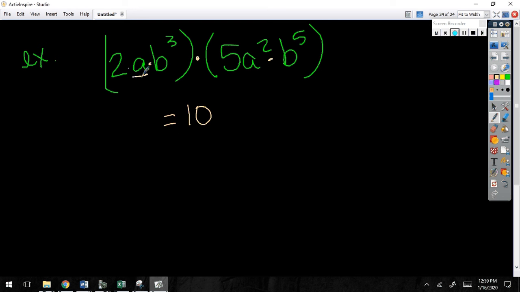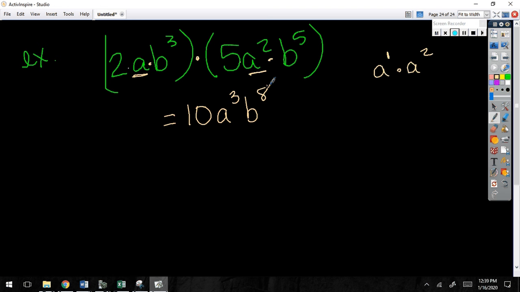What happens if you multiply a times a to the second? You get a to the third, right? How did I get 3? There's an implied exponent of 1 there when there's nothing. How about the b's? What would you get? B to the 8th, that's right. You know it's completely simplified when you can't do anything else. Does that make sense to everybody?